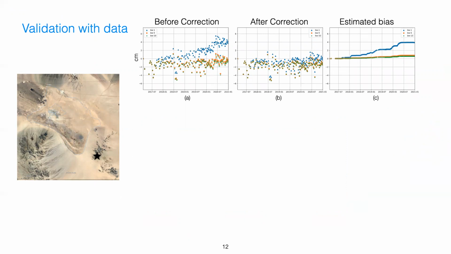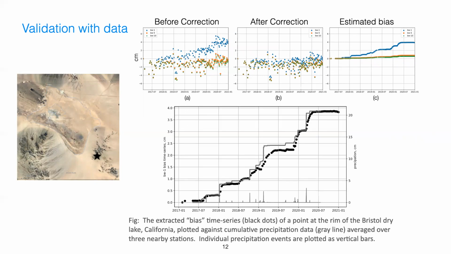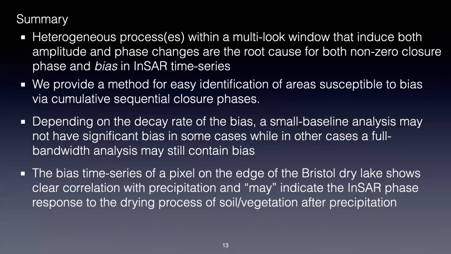Although I have been calling it bias in the context of deformation modeling, these are real physical signals reflecting changes of surface properties. Here, I plotted the extracted bias time series in black and the cumulative precipitation in this region in gray. The correlation between the precipitation and the bias time series strongly suggests that the bias may reflect soil moisture variations after precipitation events.